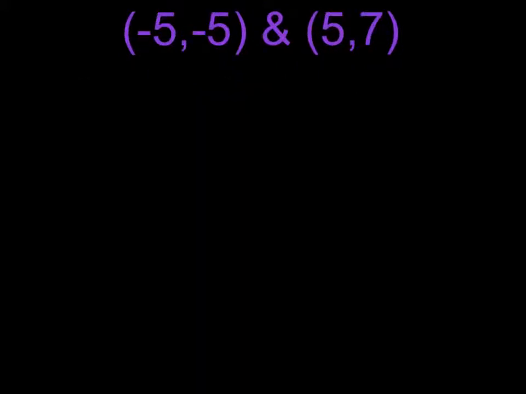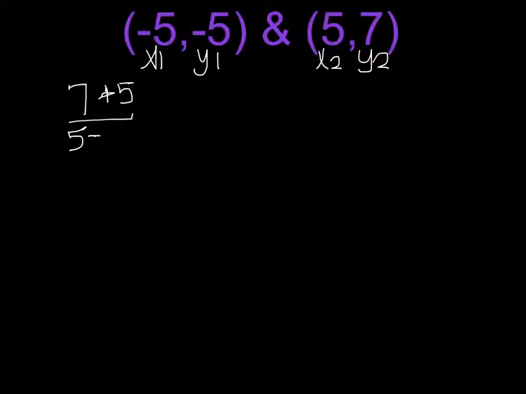Let's do another example just like that one. First, we have to find the slope. x1, y1, x2, y2. Remember to find slope, we take y2, which is 7, and subtract y1, which is negative 5, so we're going to add 5, over x2, which is 5, minus a negative 5, so that changes to plus 5. 7 plus 5 is 12. 5 plus 5 is 10. 12 over 10 is the same as 6 over 5.